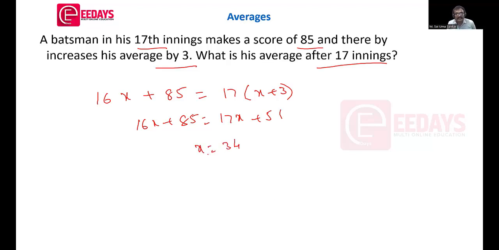X is the 16 innings average. So the 17th inning average should be X plus 3, that is equal to 34 plus 3, that is equal to 37, which is the required answer.